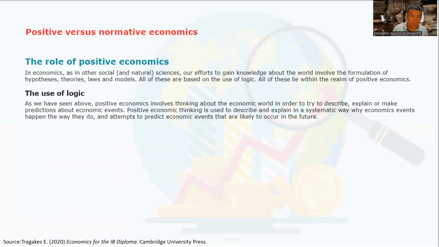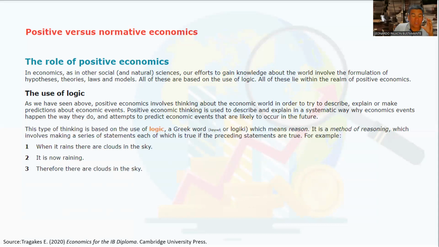So first of all, the use of logic. As we have seen above, positive economics involves thinking about the economic world in order to try to describe, explain, or make predictions about economic events. Positive economic thinking is used to describe and explain in a systematic way why economic events happen the way they do, and attempts to predict economic events that are likely to occur in the future. So this type of thinking is based on the use of logic.